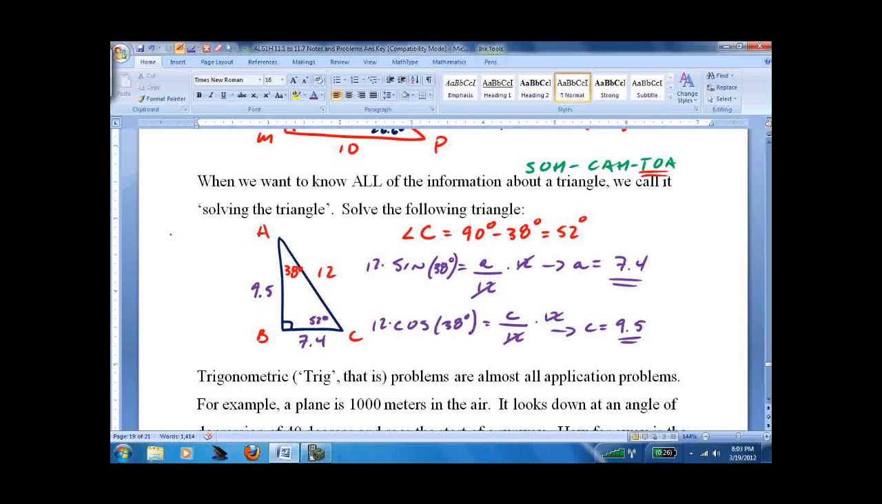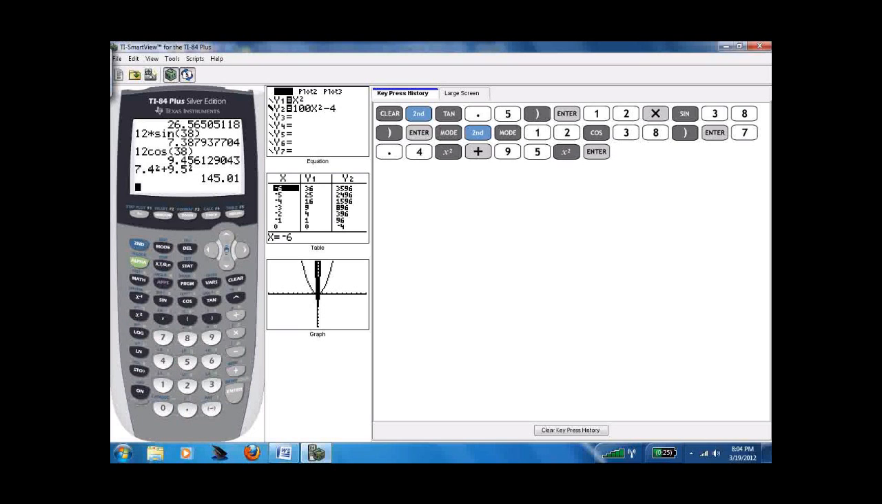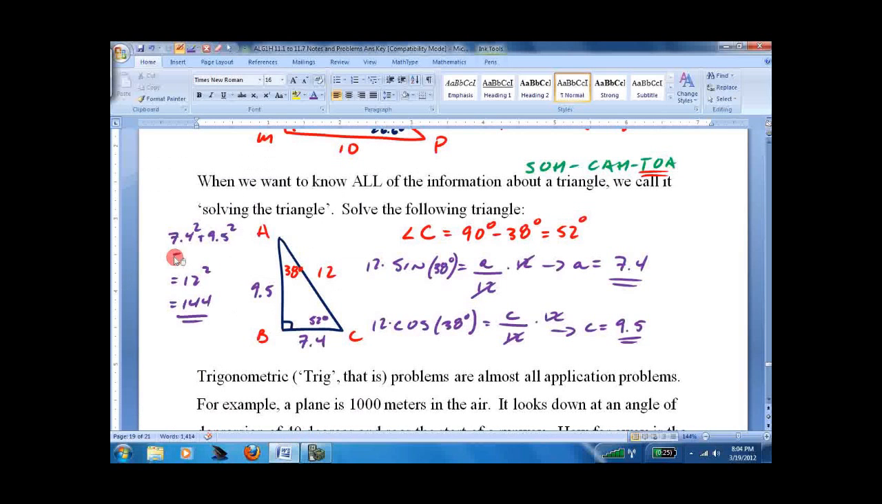So we have 7.4 squared plus 9.5 squared, and it should equal 12 squared, which is 144. So let's check it out. 7.4 squared plus 9.5 squared. 145. Pretty close. Definitely within a rounding error. That's called solving a triangle. Takes some time.